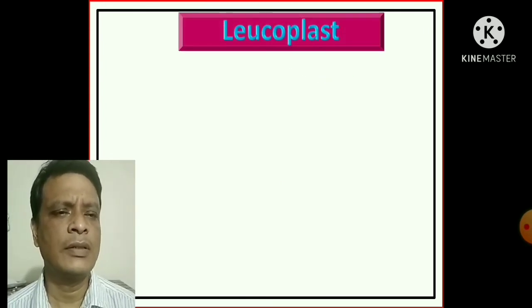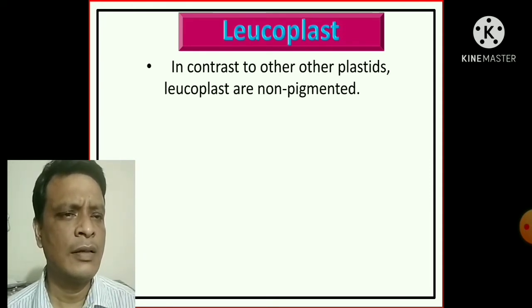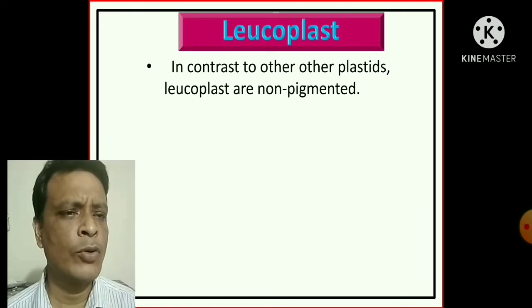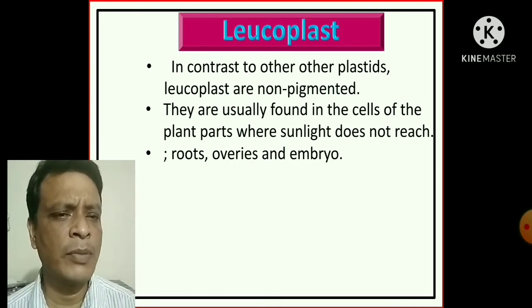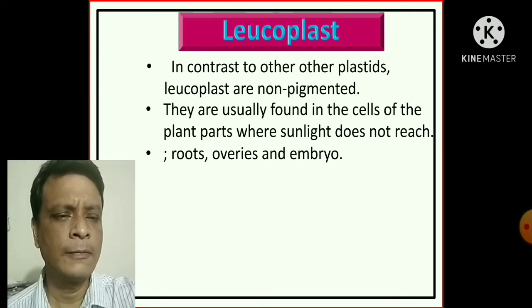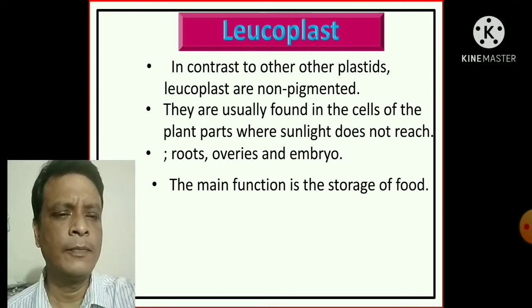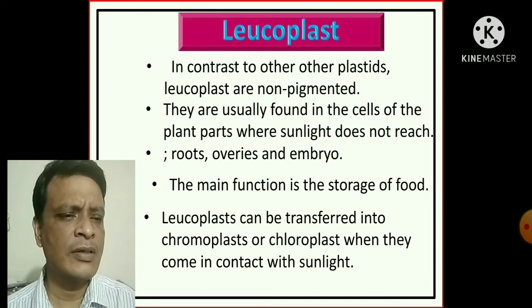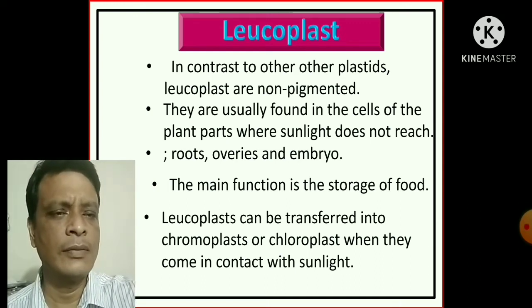Now the leucoplast. In contrast to other plastids, leucoplasts are non-pigmented. They are usually found in the cells of the plant parts where sunlight does not reach: roots, ovaries, and embryos. The main function is the storage of food. The leucoplast can be transformed into chromoplast or chloroplast when they come in contact with sunlight.